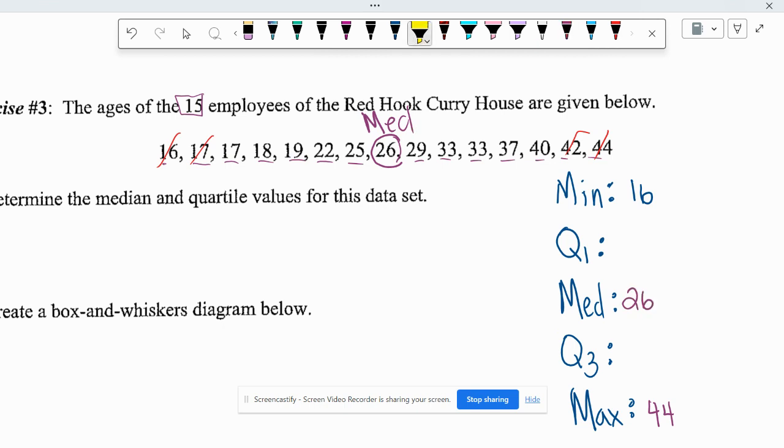So now I'm going to look at the lower half. This is the lower half. How many numbers are in the lower half? 7. So the middle number in the lower half is 18. It has 3 below it, 3 above it. That means my Q1 is 18, and I'm going to label it Q1. 37. Yeah, if I look at my upper level, this one is 37. That's my Q3.